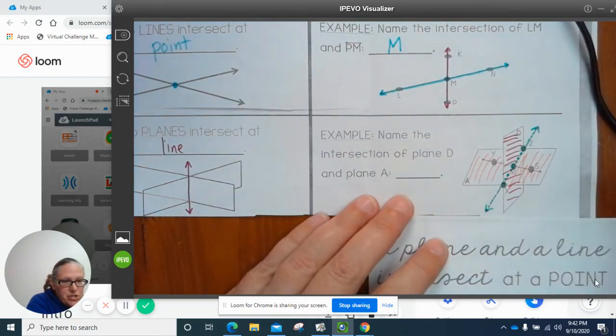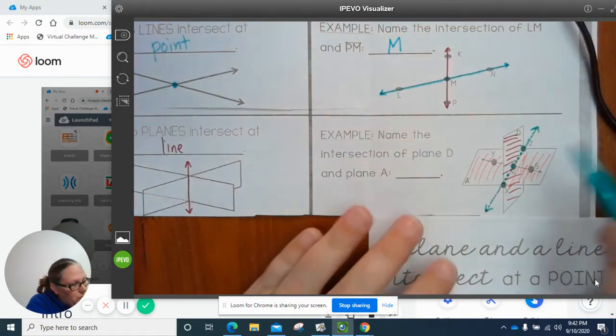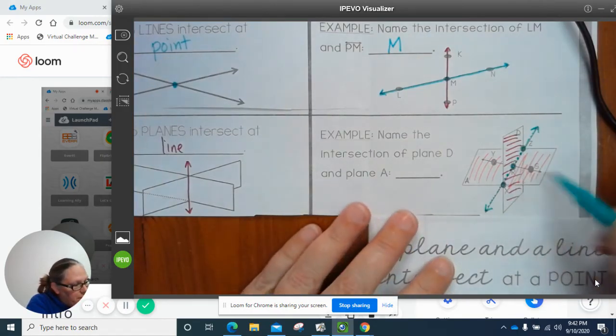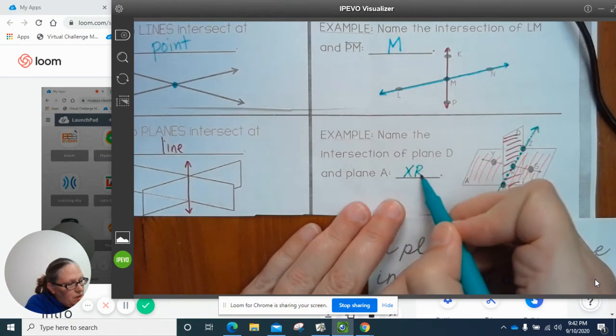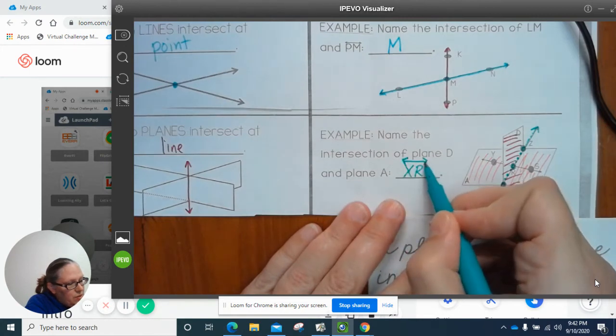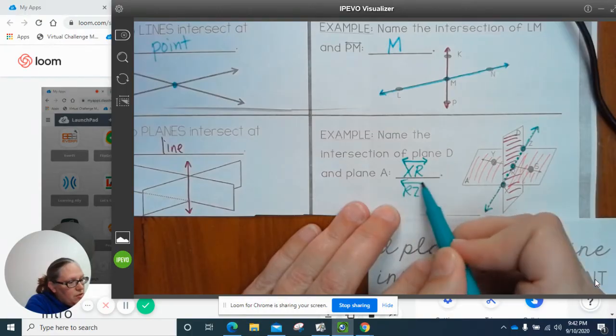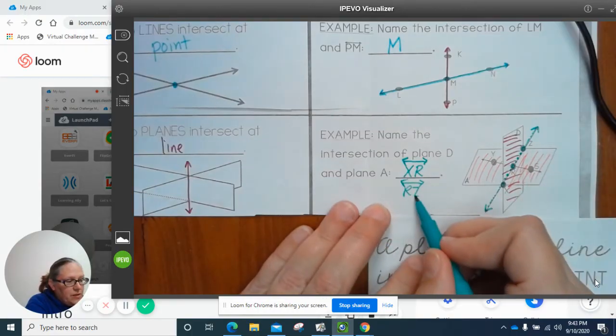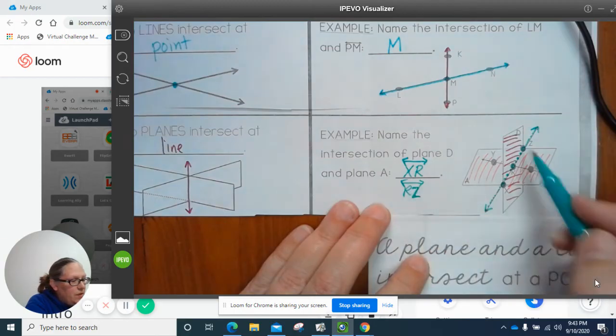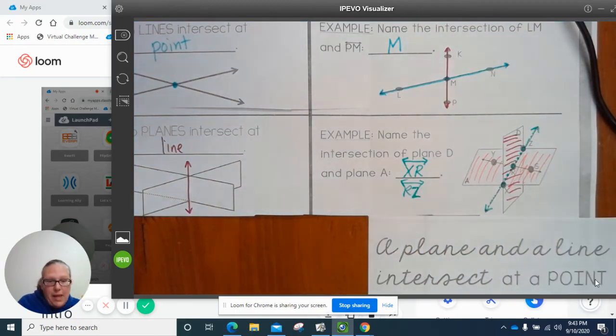So how many letters do I need to name a line? Two. So pick two letters off of this line. XR, with the little line symbol over the top. Or you could have put RZ, or you could have put ZX or XZ. Any of those combinations would have been the same line.